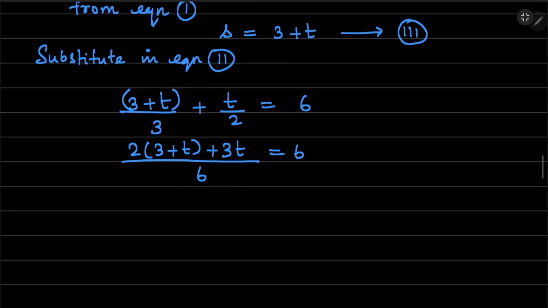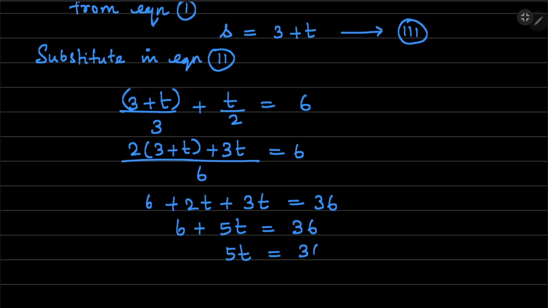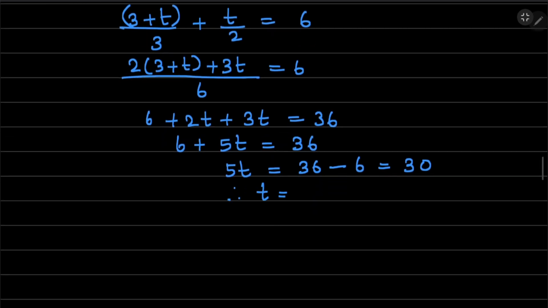Cross multiply. What do you get? When you cross multiply, also open the brackets here. So in the numerator, you'll have 2 into 3, 6, plus 2t plus 3t, equal to, cross multiply, 6 goes to the numerator. 6 sixes are 36. So 6 plus 5t is equal to 36. 5t equal to 36 minus 6, which is 30. Therefore, t is equal to 30 divided by 5, which is 6. So, therefore, t equal to 6.